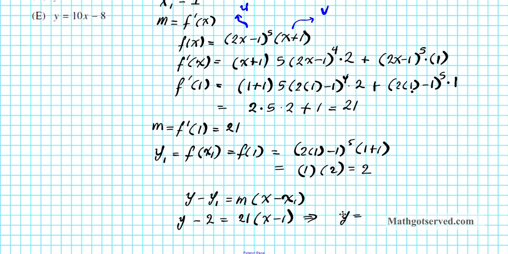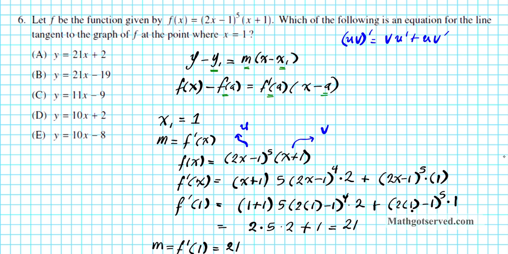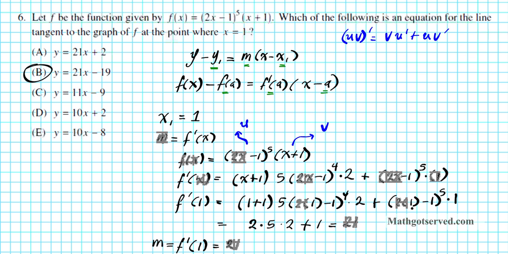So we have y equals 21x minus, so you distribute 21 to here, you have negative 21. And we add this 2 to it, you have negative 19. Alright, so there goes your final answer. Option letter B is our correct result.